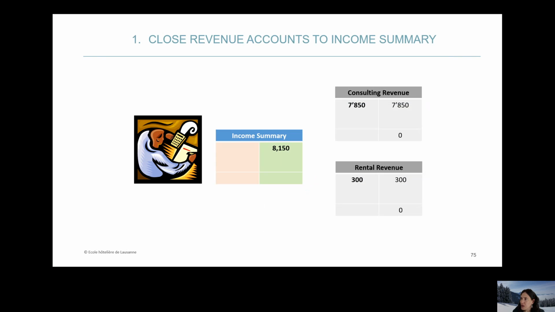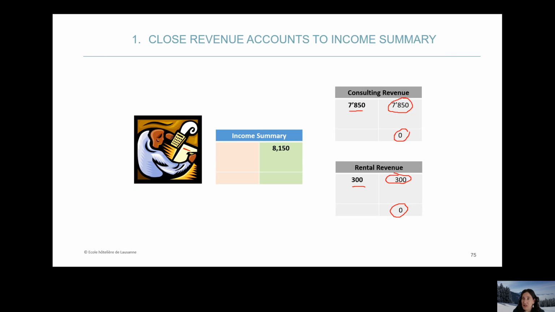Let me show you. Here you have the credit balance taken from the trial balance from the earlier slide. If I want to empty those accounts, meaning that I want to bring those accounts to an ending balance of 0, I have to debit 7,850 in the consulting revenue account. I have to debit rental revenue, the T account rental revenue, by an amount of 300.